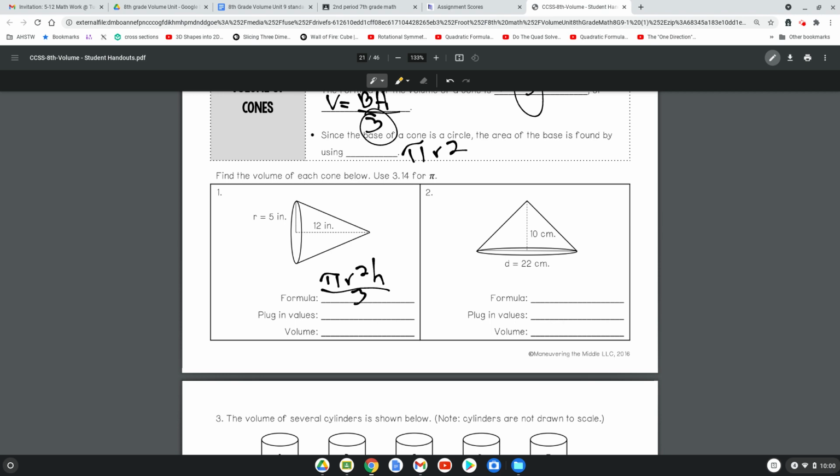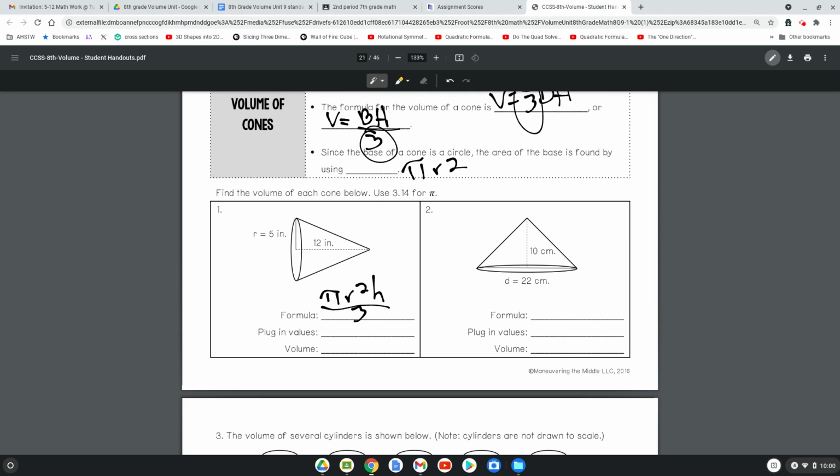So pi r squared represents finding the area of the base. So we have pi is 3.14. And then the radius on this one is 5. 5 squared is 25. So that's 25, times the height is 12. So even though it's laying sideways, the height is 12. And then we're going to divide all that by 3. And when you do all that, you should get 314 inches cubed.